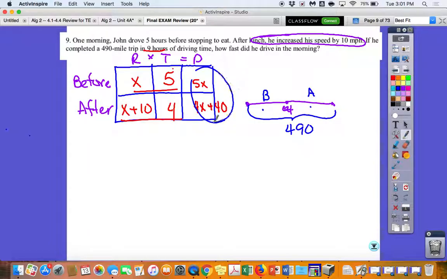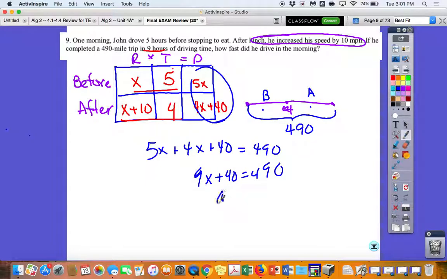So you need to add these things. So 5x plus 4x plus 40, or if you want to be sneaky, just add them there in that column, is going to be equal to 490. So we've got 9x plus 40 equals 490. Take the 40 off. 9x is 450. Divide it out, we got x is 50. He's going 50 miles an hour.